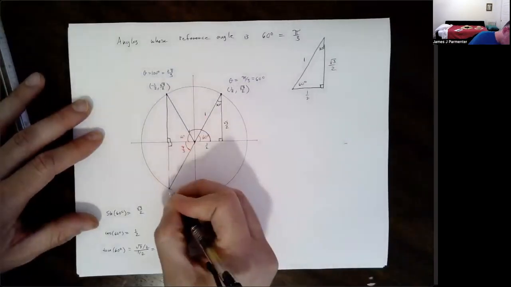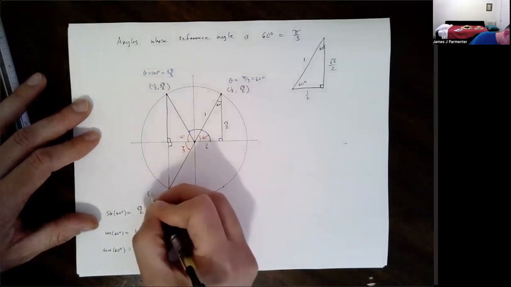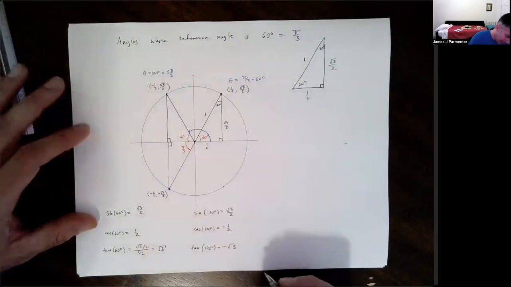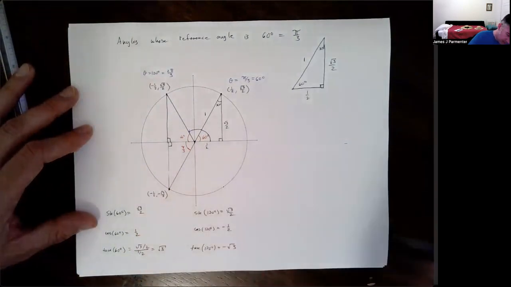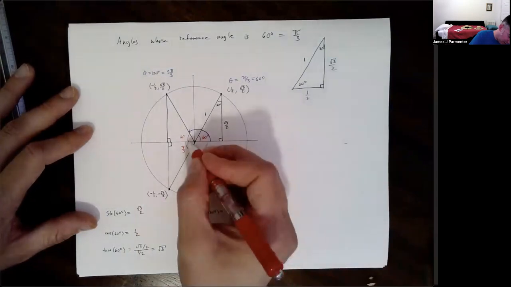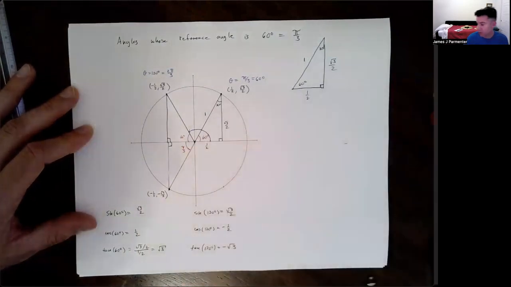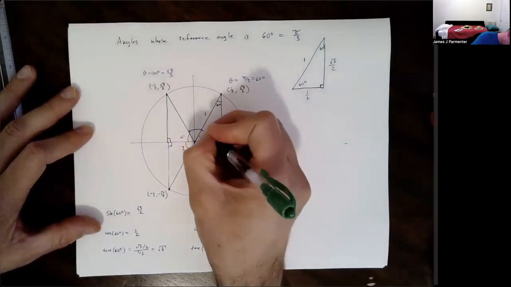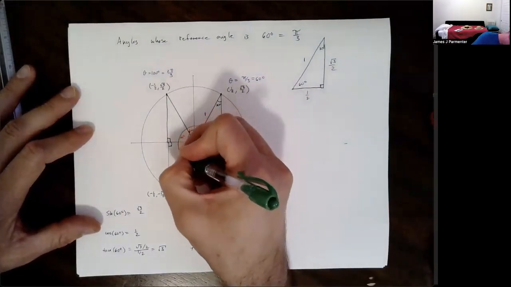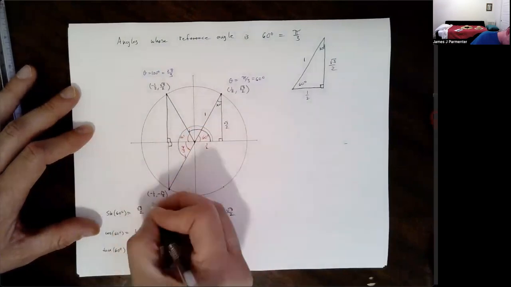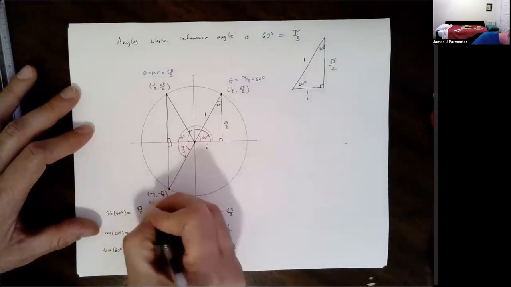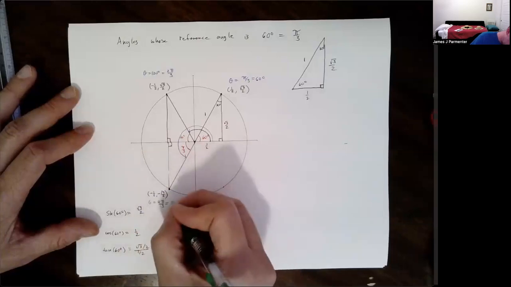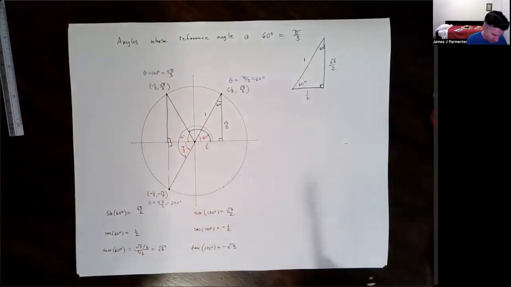This point here, now the x and the y coordinate are both negative, so this is -1/2 comma -√3 over 2. My reference angle is pi over 3, then I've gone a whole pi plus pi over 3, which is 4 pi over 3. So here, theta is equal to 4 pi over 3, or 180 plus 60 is 240 degrees.